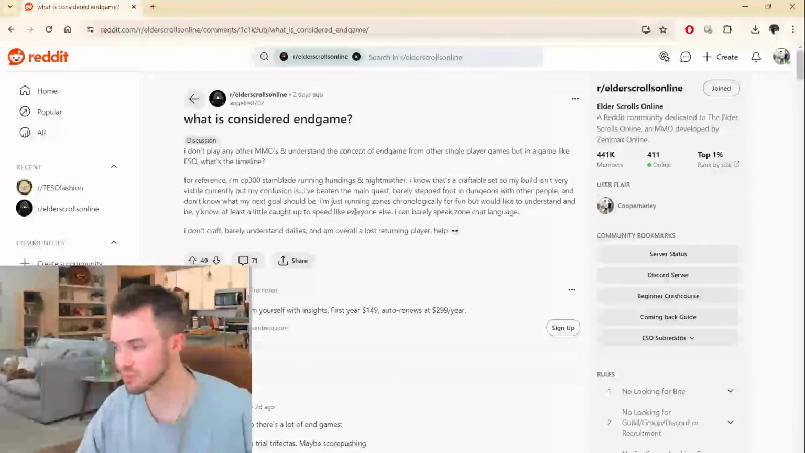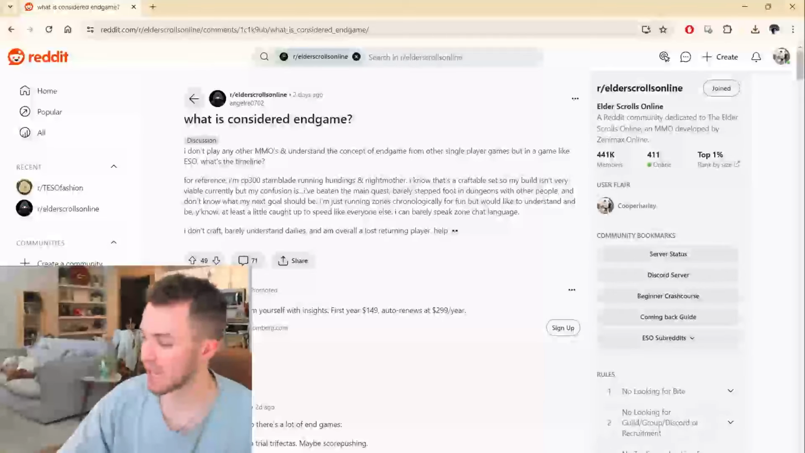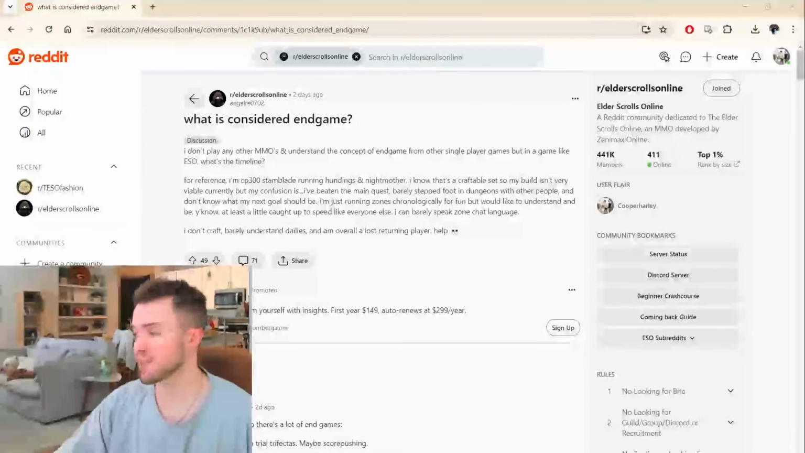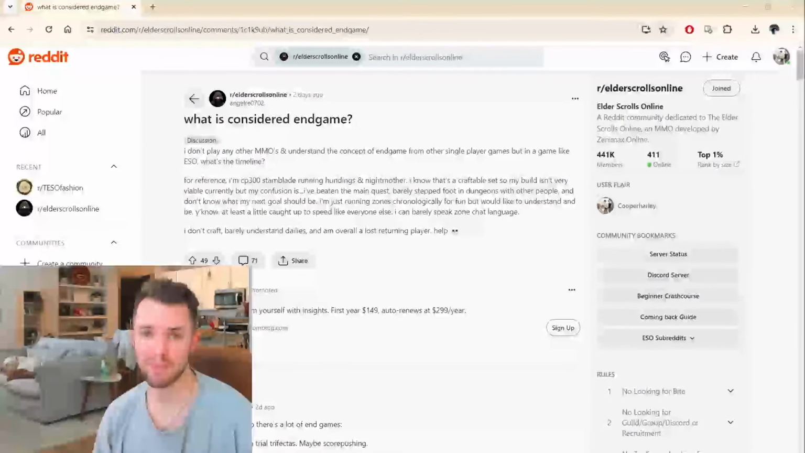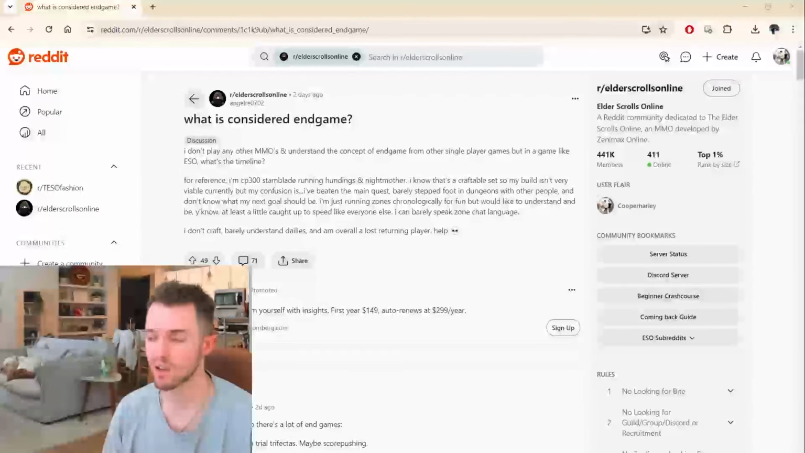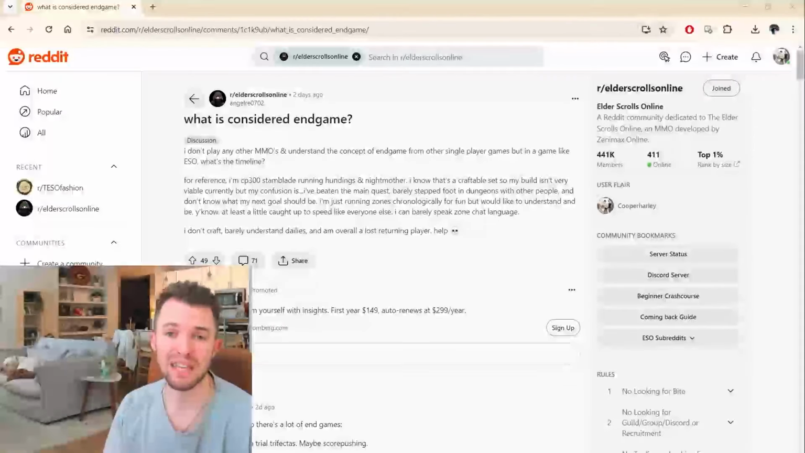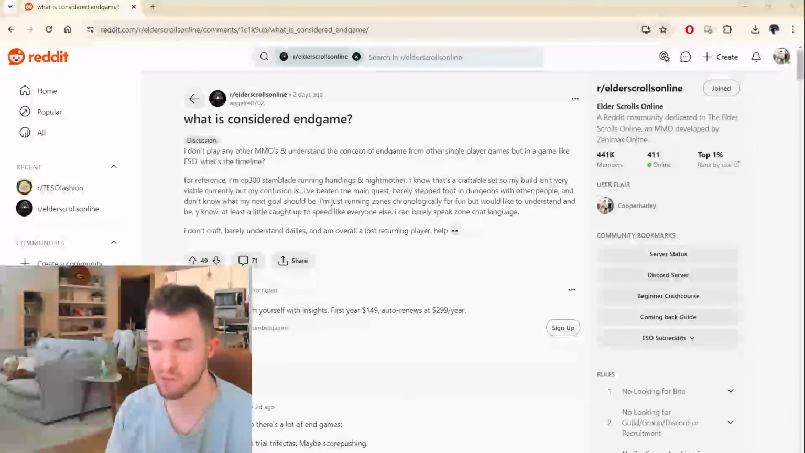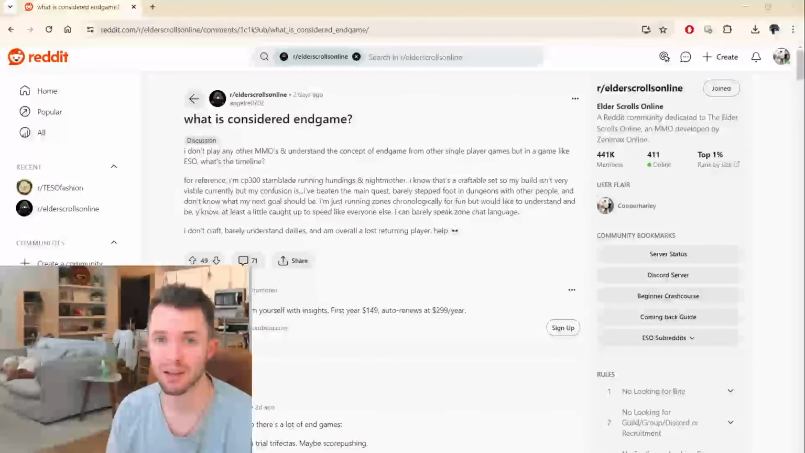Please help. All right, number one, in any MMO, there's a variety of things that constitute what endgame is. But in a game like ESO that's so expansive, you have so many options, there are a lot of things that you can do. Okay, so let's start with PvE, or player versus environment. That would be basically not PvP.